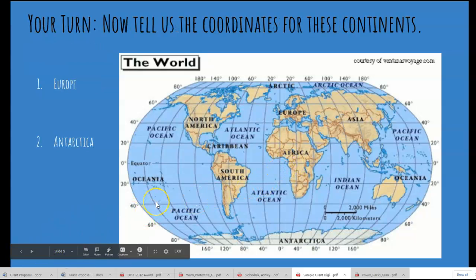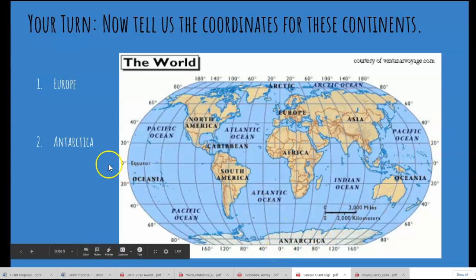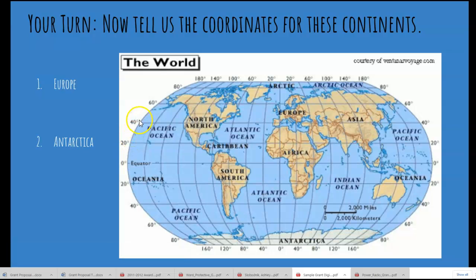Here's our next screen. This time, it's your turn. You are going to find the coordinates for Europe and Antarctica. Remember, north, east, south, west. Don't forget to label those. And this little dot above, those are called degrees. Remember, it's not temperature degrees, it's the degrees of which way.